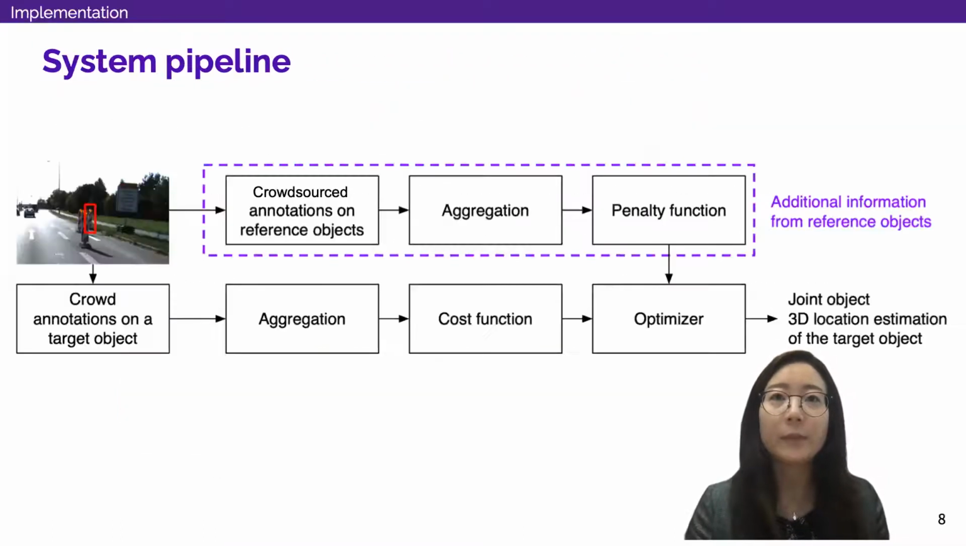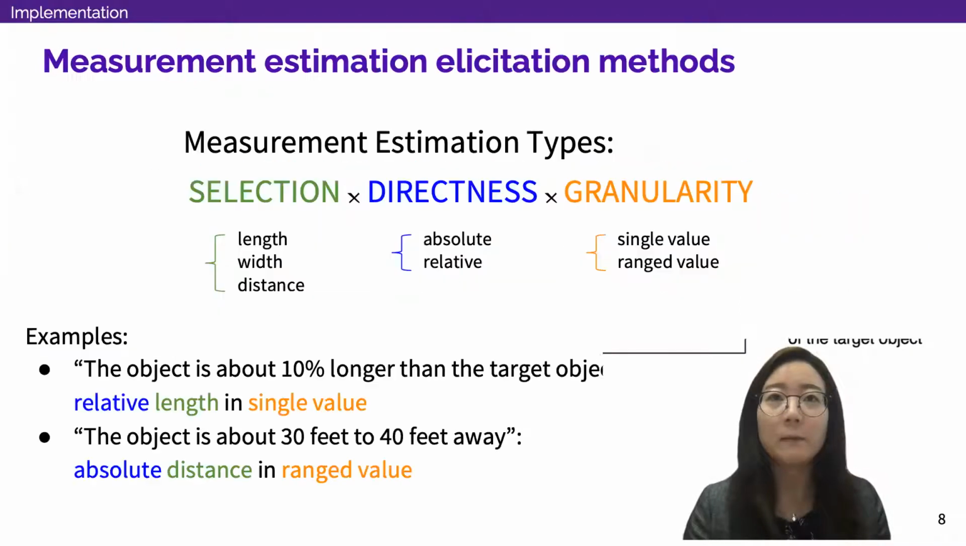Here is our system pipeline, and the purple box is where the additional knowledge from the in-scene objects is aggregated into the baseline system. We call these objects reference objects since we refer to their information when estimating the location of a target object. To elicit diverse measurement estimations from the annotators, we came up with different answer types based on 3 categories.